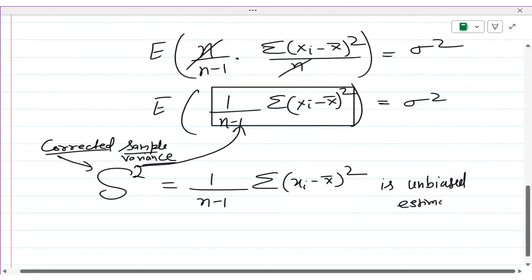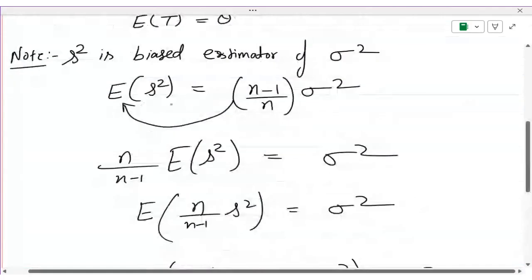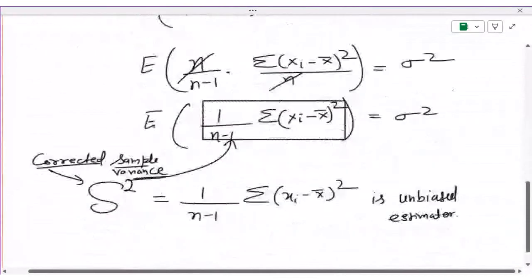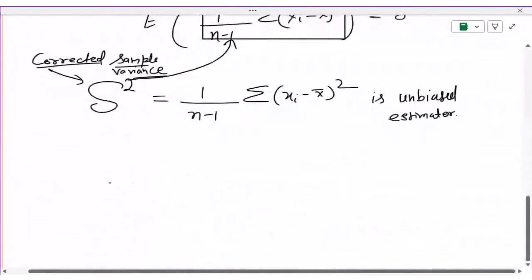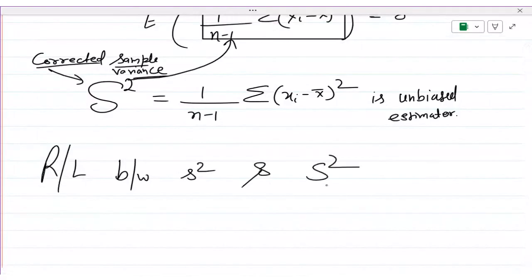So students, in the exam, one thing that you may be asked is, what is the relation between small s square and capital S square? Okay. So let me rewrite here. Relation between small s square and capital S square. In the MCQ, this question is asked.